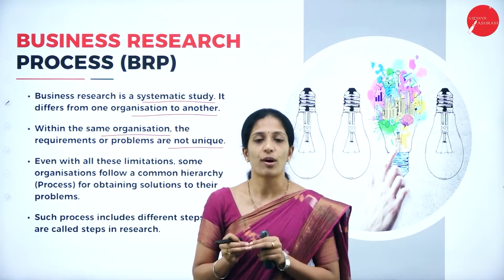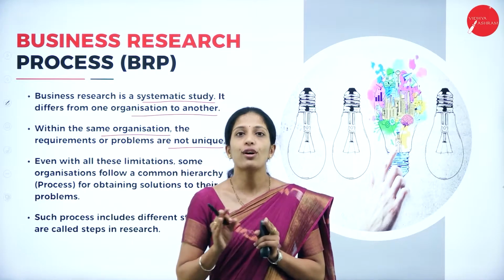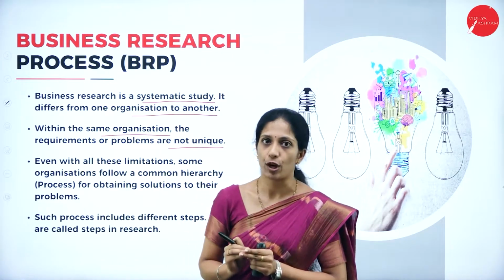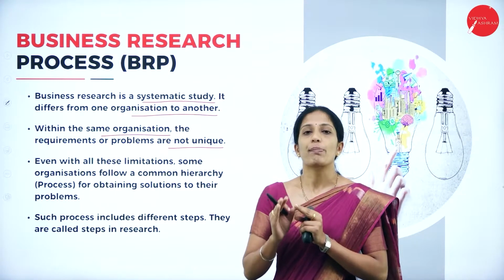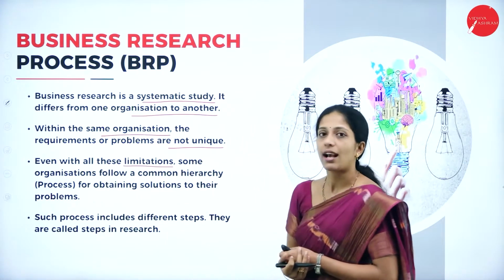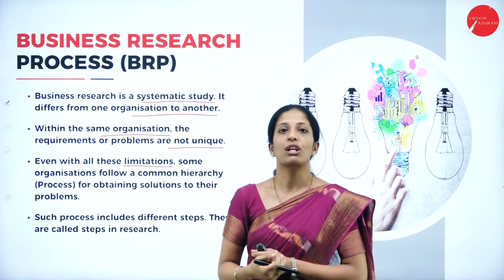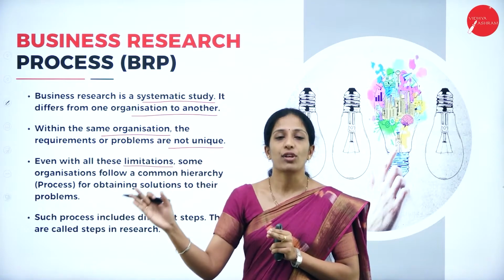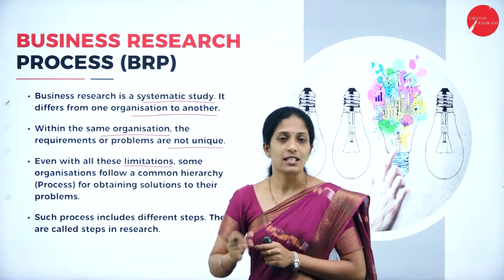So, in order to solve that problem, what will the researcher do? The researcher will collect the data, and the collection of data is also not one and the same. After collecting the data, they will find out the solution for that particular problem. Within the same organization there are a number of departments and each department has its own problems. Even with all these limitations, some organizations follow a common hierarchy or common process in order to find a solution for that particular problem. Even though the departments are different, even though the problems of each organization are different, we have taken a common business research process. Let us discuss this today.